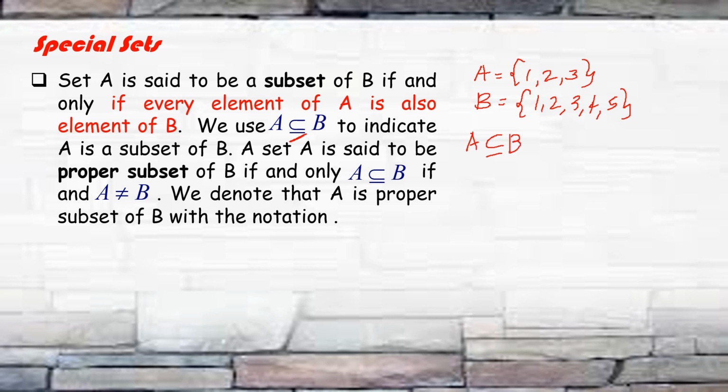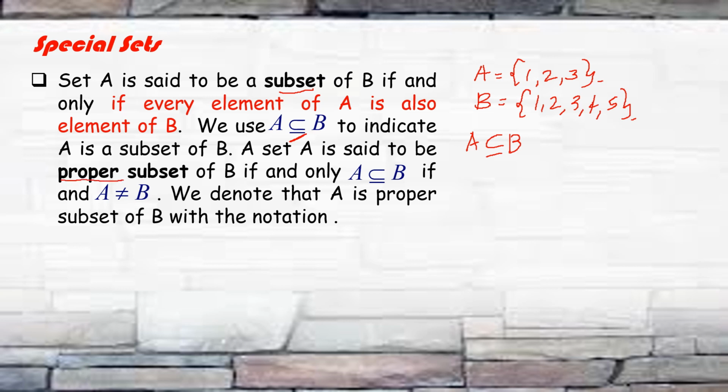Bakit siya naging subset? Kasi yung elements ng A ay nasa elements din ng B. So, pag sinabing subset, parang sa English, parang subtopic yung under niya. So, yung 1, 2, 3 na elements ay visible din sa set B. So, A is a subset of B. Now, paano natin malalaman na proper subset naman siya?